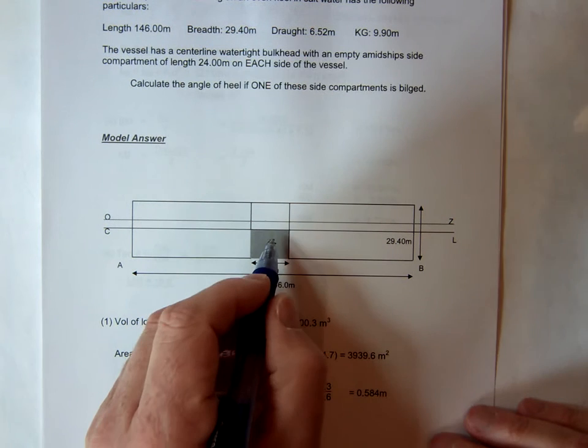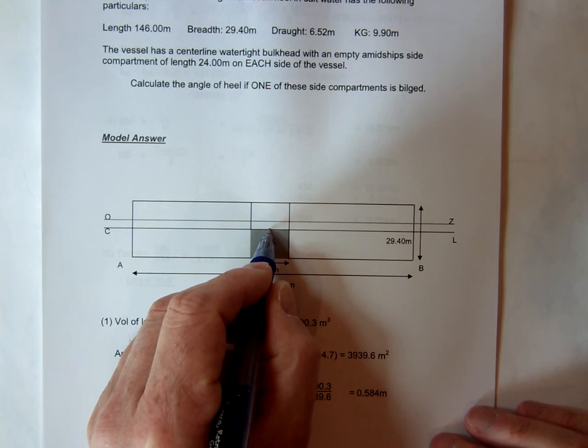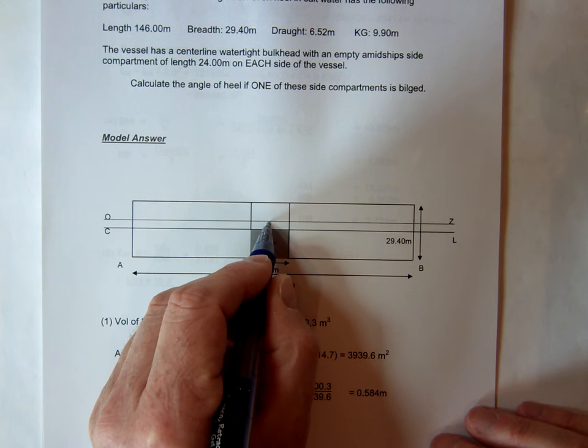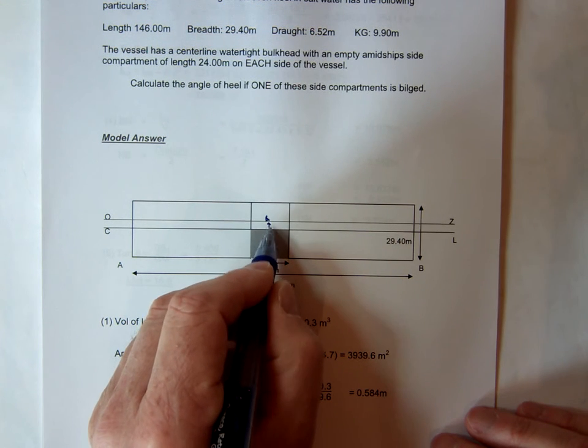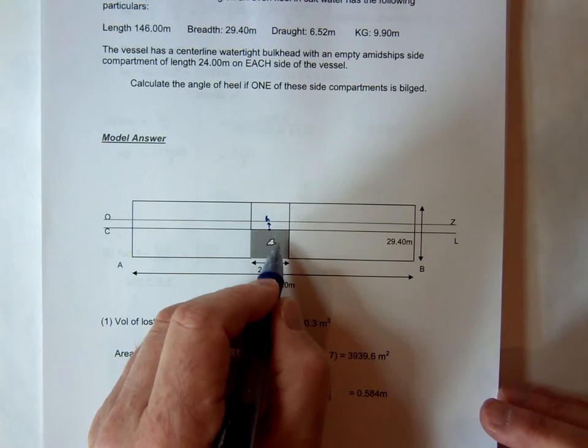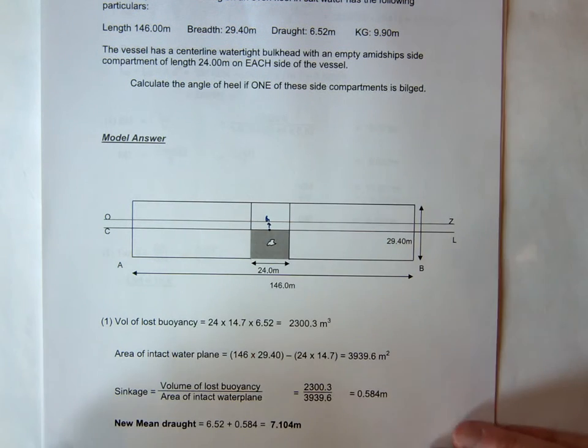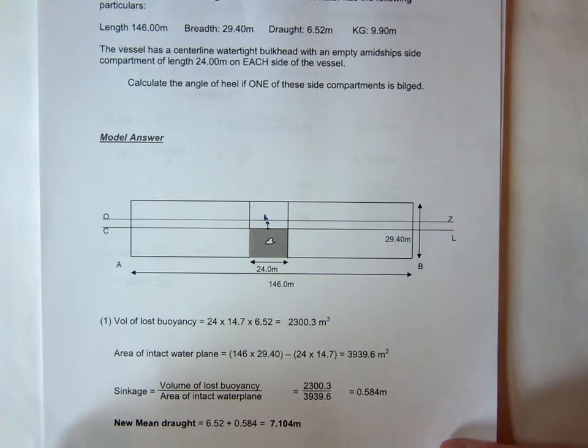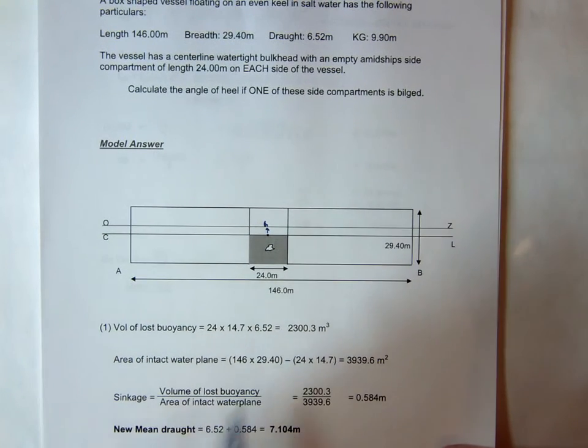B to B1, there's our original centre of buoyancy there. It's moved to B1 as a result of our being bilged. So B to B1 is this little area here. So, as always with bilging problems, you must do a sketch.